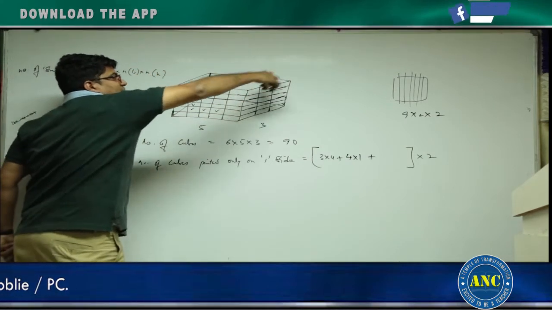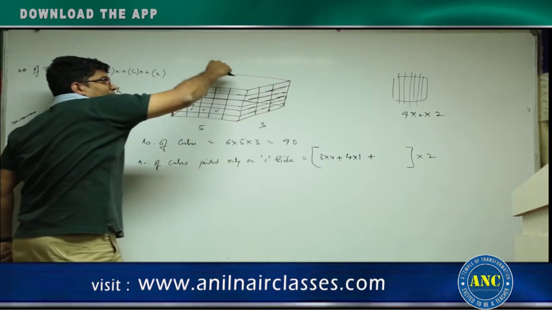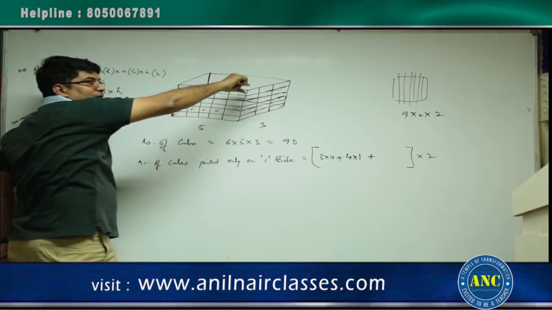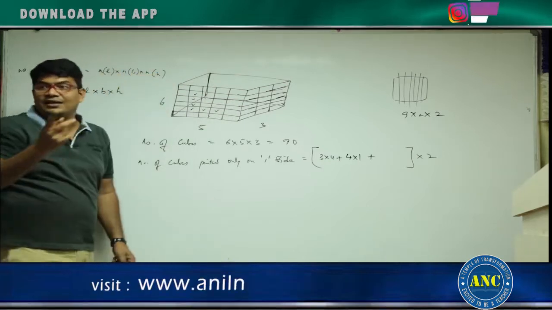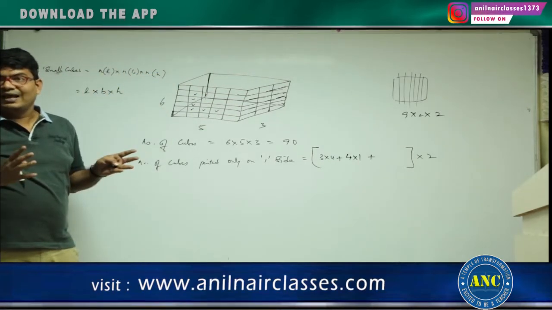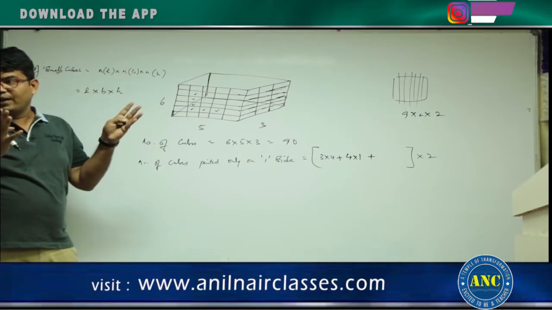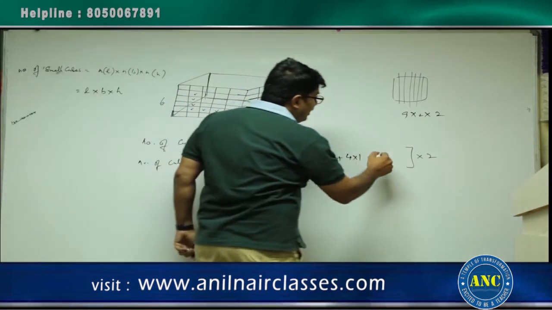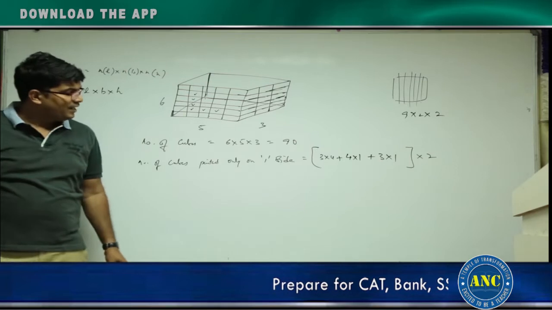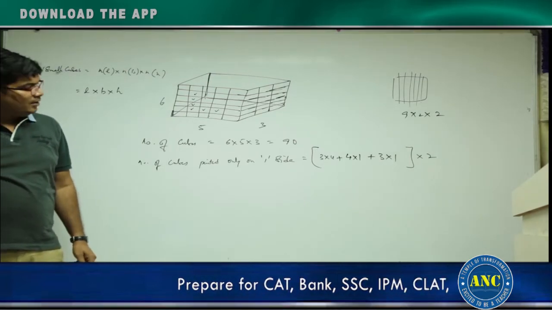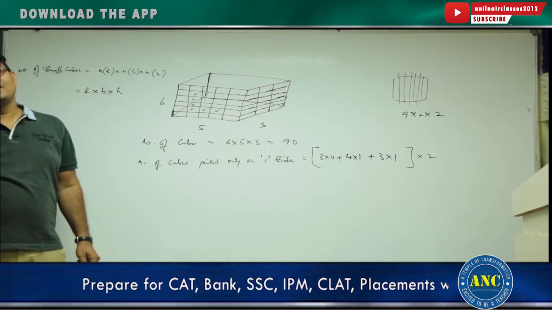There are 3 like this. Therefore there should be 1 here. 1 particular thing. And this one 3. 5 is 3, right? The corners will get away. So it should be 3 into 1. So 3 into 4 plus 4 into 1 plus 3 into 1, multiplied by 2.